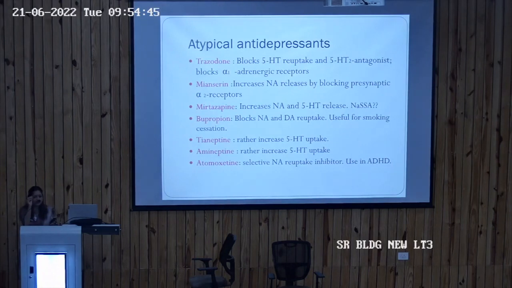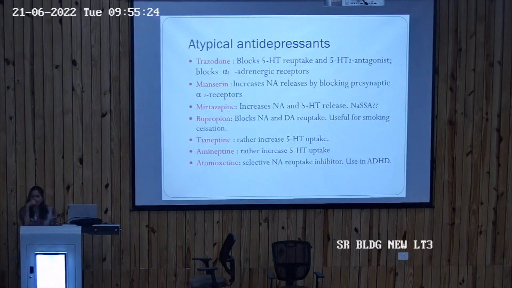So you don't have a clear-cut mechanism of these atypical antidepressants, why they are working when the mechanism is being explained that by increasing the turnover by this mechanism actually the antidepressant works. But there are certain antidepressants like tianeptine and amineptine which work just opposite to the typical antidepressants. They are rather increasing the reuptake of the serotonin rather than inhibiting the reuptake. Then atomoxetine, it is a selective norepinephrine reuptake inhibitor and it is used in attention deficit hyperactivity disorder.